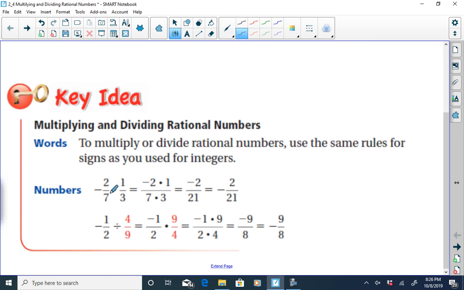When we multiply fractions, we multiply numerator times numerator, denominator times denominator. 2 times 1 is 2. 7 times 3 is 21. But because you're multiplying a negative times a positive, you're multiplying opposite signs, your product's going to be negative. When we're dividing fractions, you multiply by the reciprocal. So instead of dividing by 4 over 9, you multiply by its reciprocal, 9 over 4. Once again, a negative times a positive gives you a negative quotient.